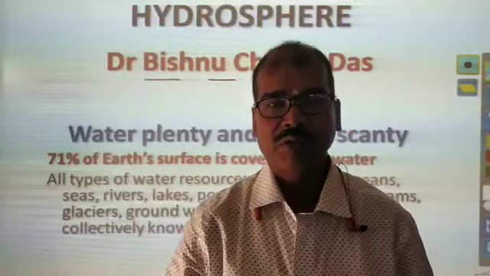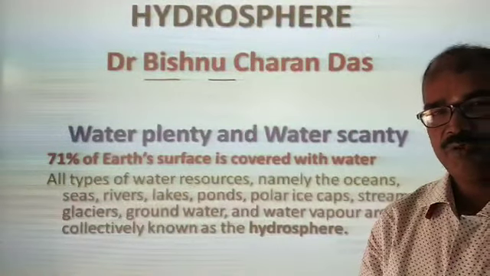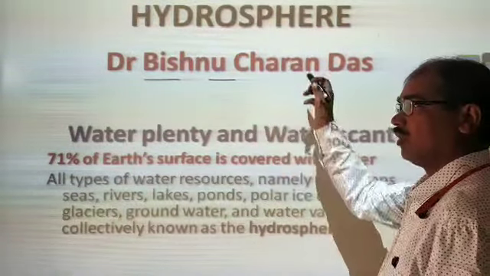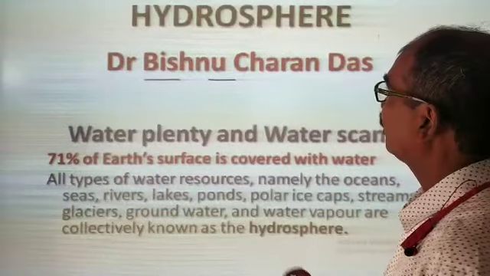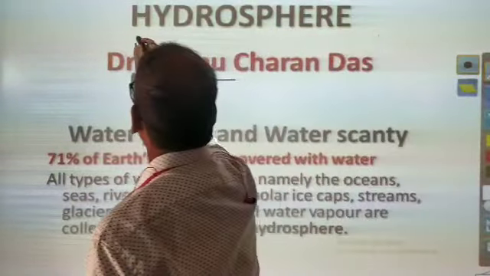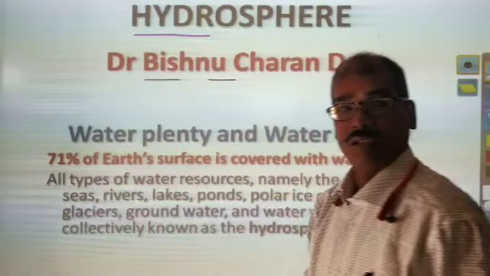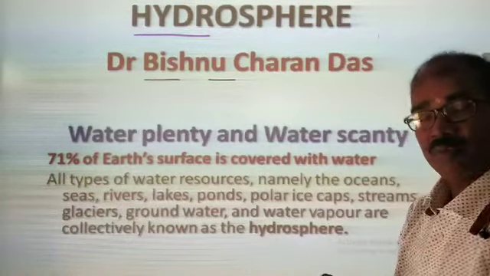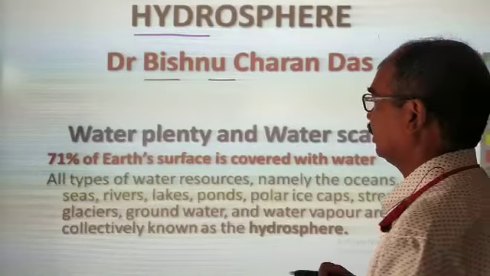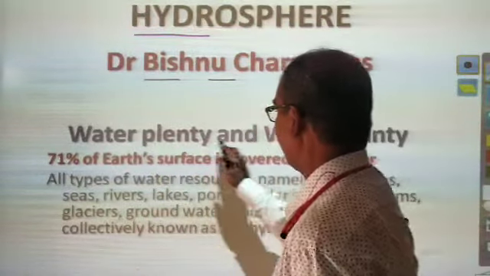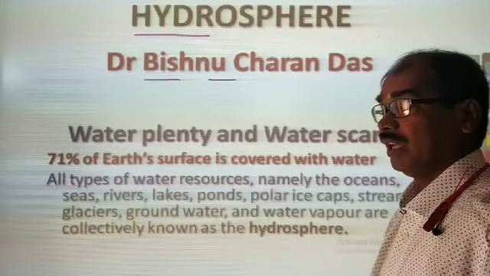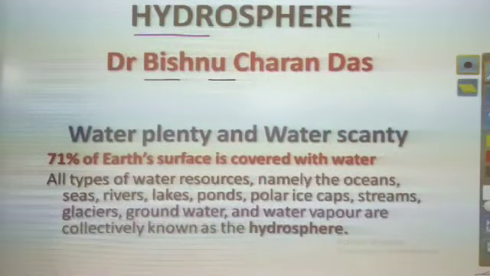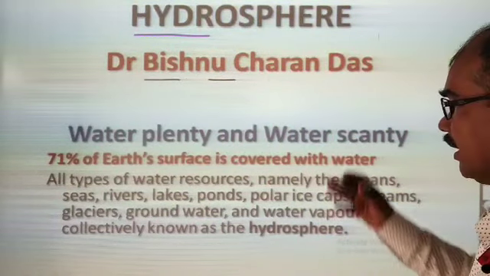Hello, in this video I will discuss the hydrosphere, which is an important component of the environment. The environment consists of the hydrosphere, atmosphere and biosphere. Hydro means water, and sphere, so water sphere. You know there is plenty of water on Earth, and there is a statement: water plenty and water scarcity. Where there is plenty of water, there is also water scarcity. Why is it so? We will discuss in this video.